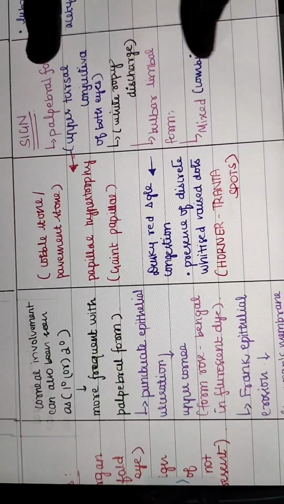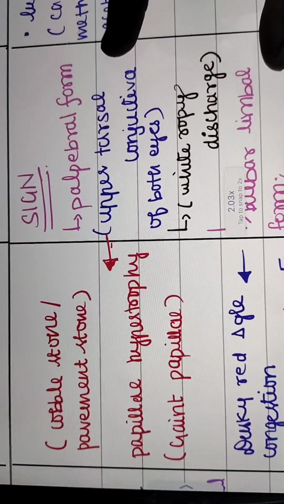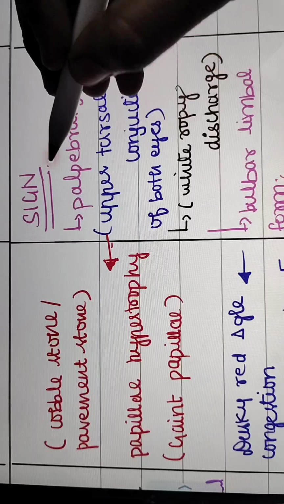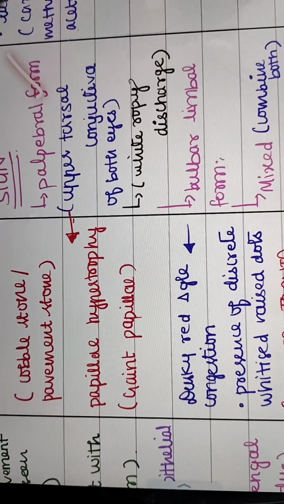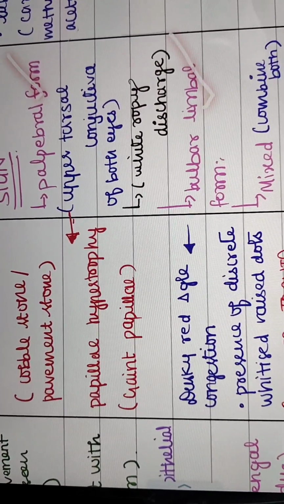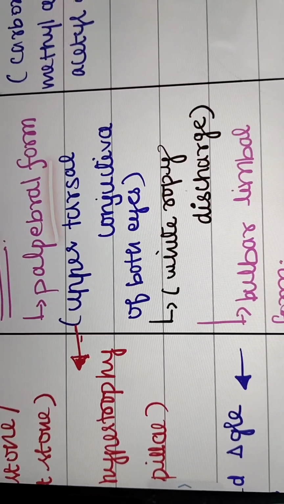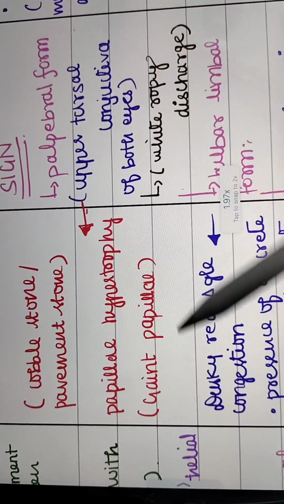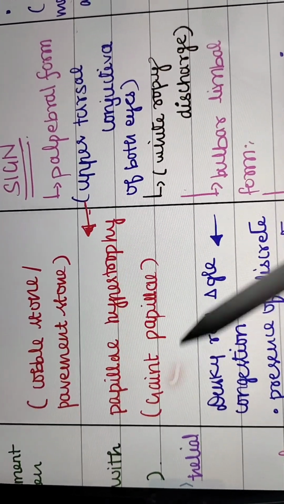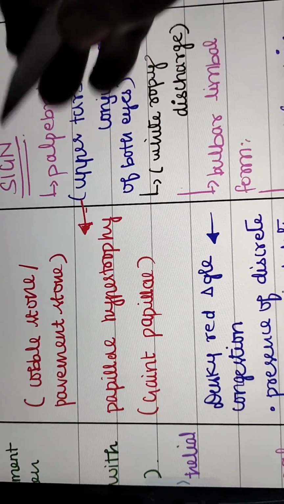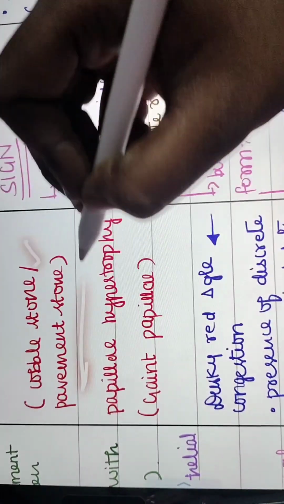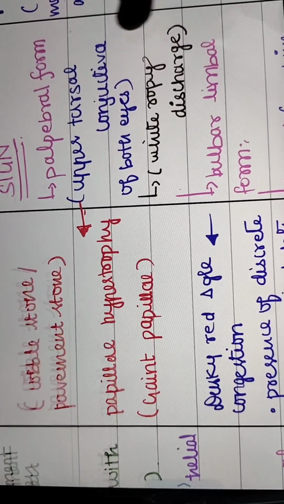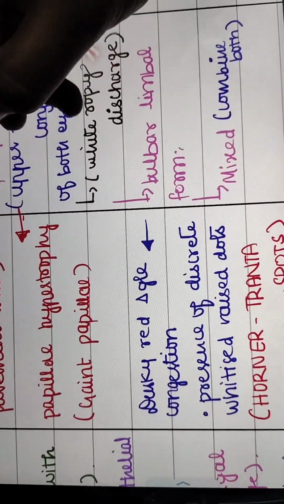Now we will be seeing the signs. You have three forms: the palpebral form, the bulbar limbal form, and the mixed form. First we are going to see the signs of the palpebral form. The upper tarsal conjunctiva of both eyes is involved in the palpebral form, and what we get here is papillary hypertrophy, that is giant papillae will occur, seen as a cobblestone or pavement stone appearance, and you will see a white ropey discharge.